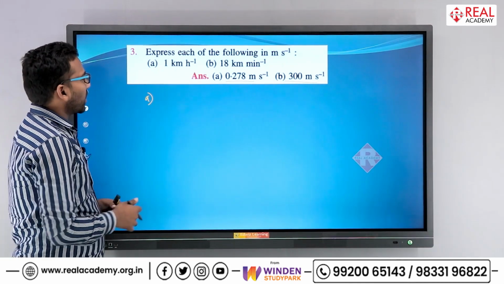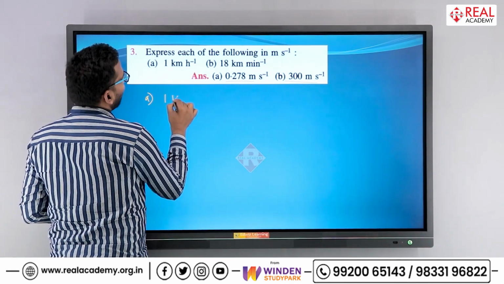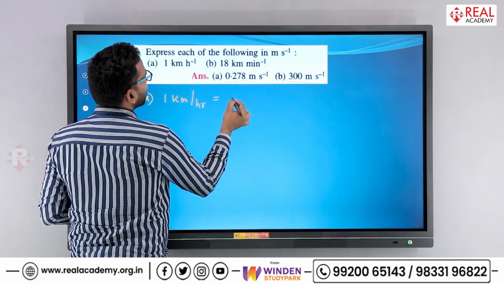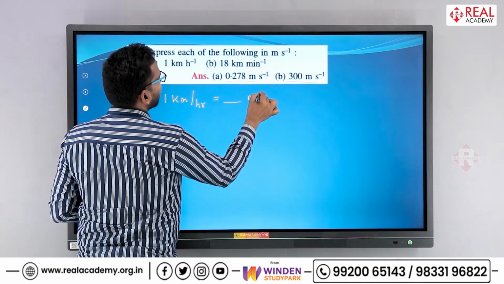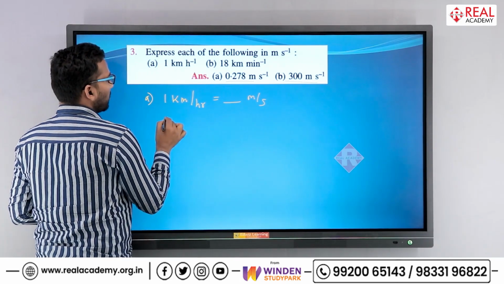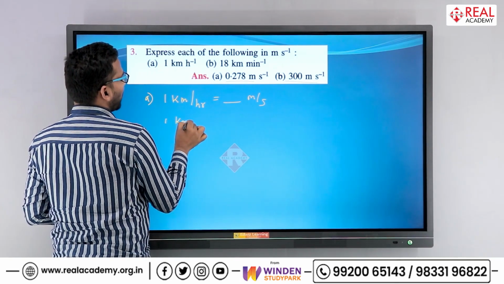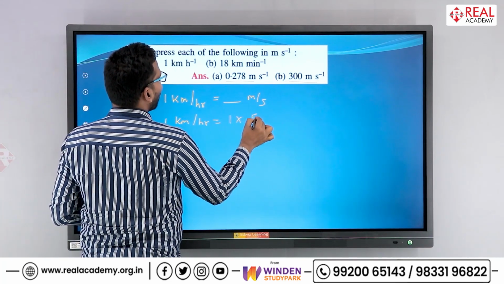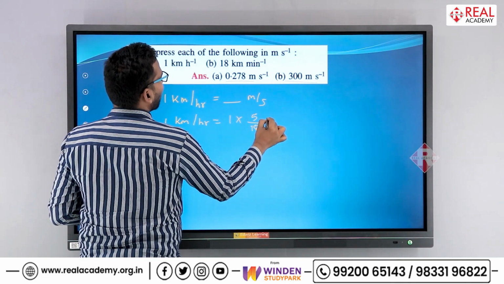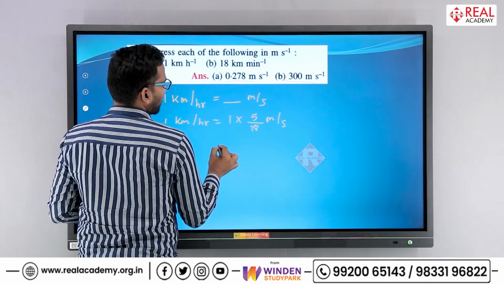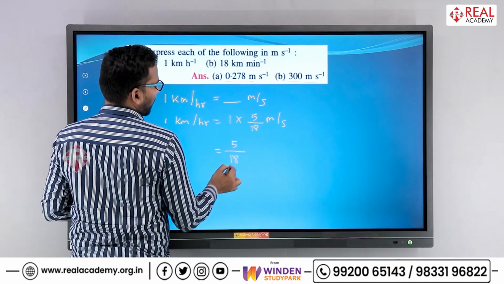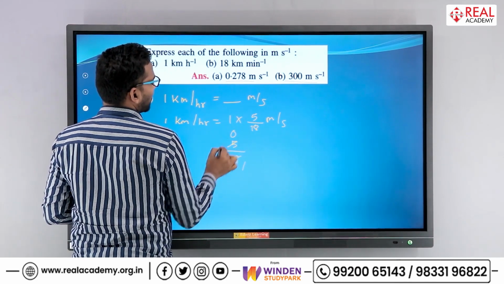Right? Okay, that is, 1 kilometer per hour is equal to how many meter per second? Simple. 1 kilometer per hour is equal to 1 into 5 by 18 meter per second, right? So that is nothing but 5 by 18. 18 ones are 18, 18 zeros are 0.